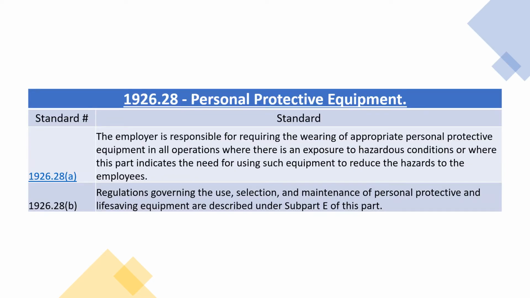1926.28 Personal protective equipment. (a) The employer is responsible for requiring the wearing of appropriate personal protective equipment in all operations where there is an exposure to hazardous conditions, or where this part indicates the need for using such equipment to reduce the hazards to the employees. (b) Regulations governing the use, selection, and maintenance of personal protective and life-saving equipment are described under Subpart E of this part.